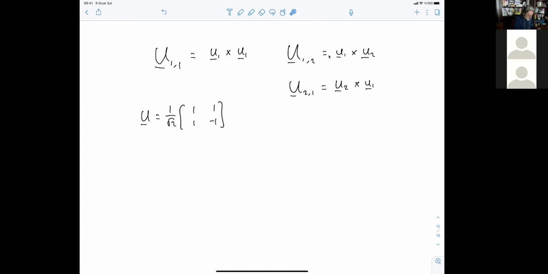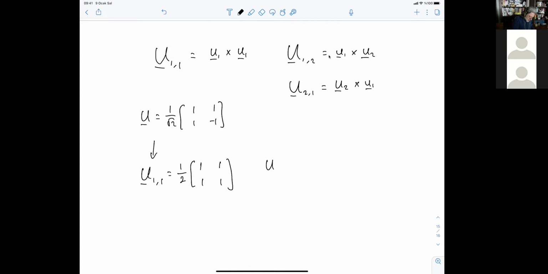It will be the square of 1 over square root of 2, which will be 1 over 2. So from here, I will obtain U11 to be equal to 1 over 2, the cross product of 1, 1 with 1, 1. And that will be literally 1, 1, 1, 1.